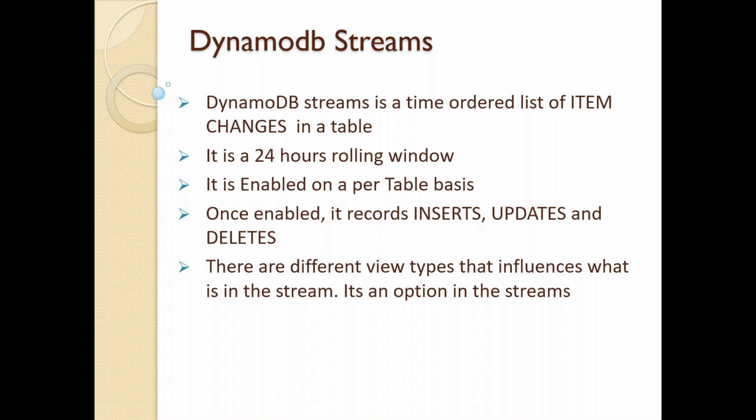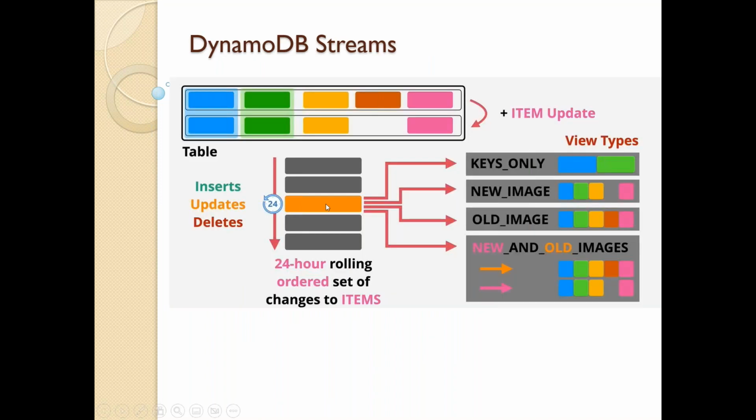Once enabled, it records all your changes. Only 3 things we can do in a table, right? Either you can insert, update, or delete. Nothing else you can do. So these 3 events will trigger some Lambda function. We will see how that triggers. While triggering this, you can capture certain views, different views that will influence what is in the stream. It has an option in the streams to enable that. These are the 3-4 things that you have.